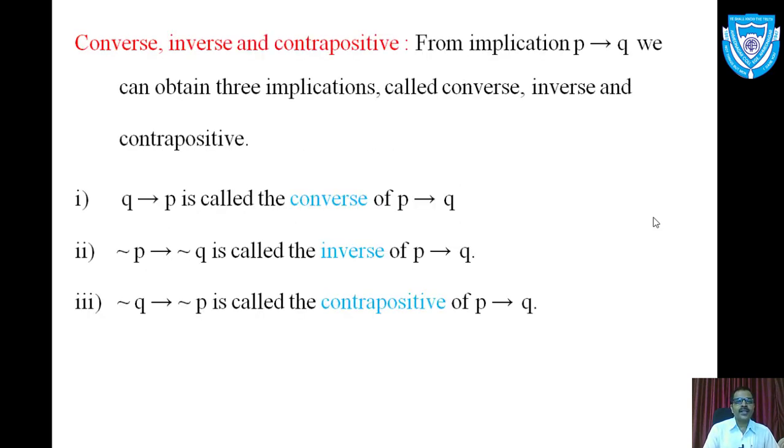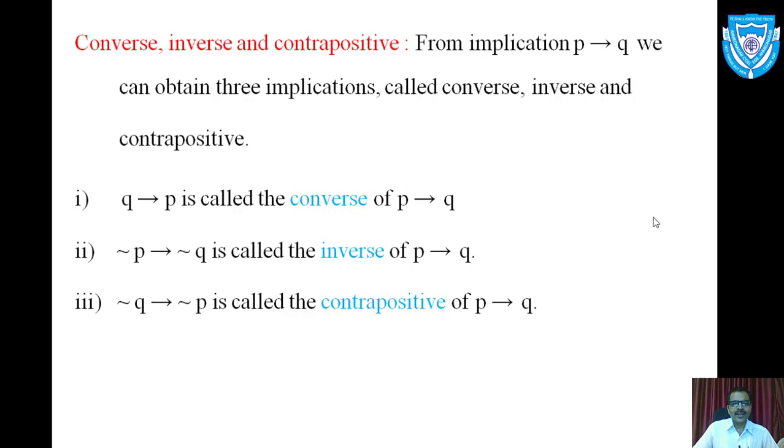Let us move to the next subtitle: converse, inverse and contrapositive. How to obtain the converse, inverse and contrapositive of a given implicational statement? Note that we can discuss these concepts only for implication and not for other compound statements. From the implication P implies Q, we can obtain three new implications, titled converse, inverse and contrapositive.